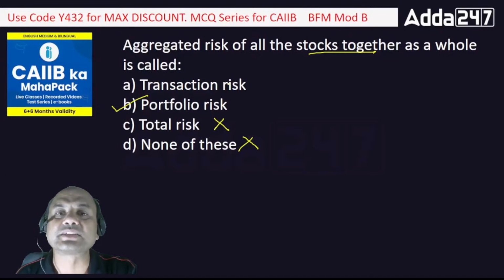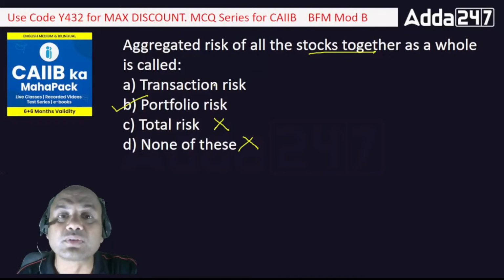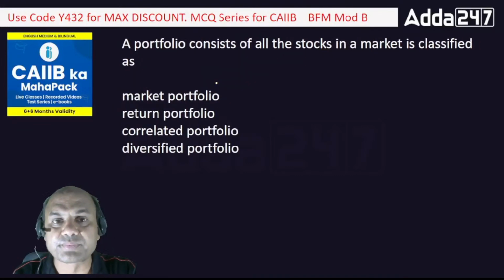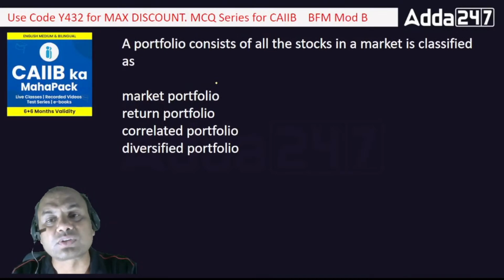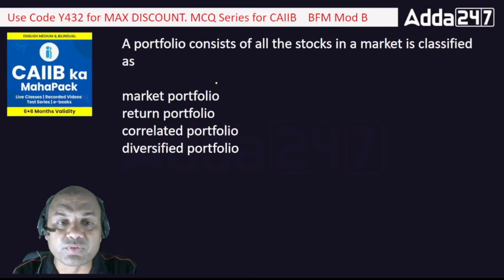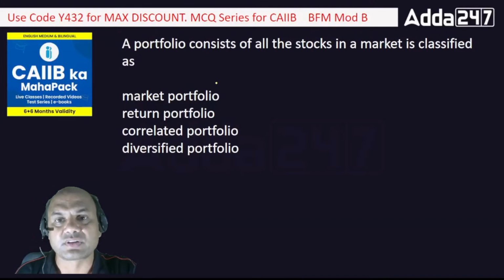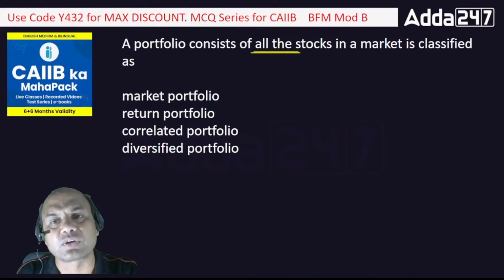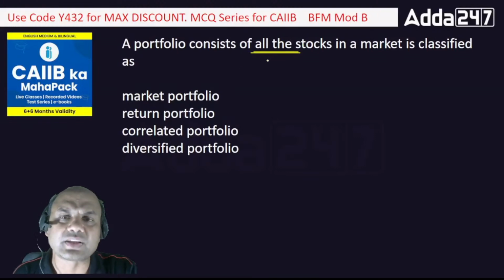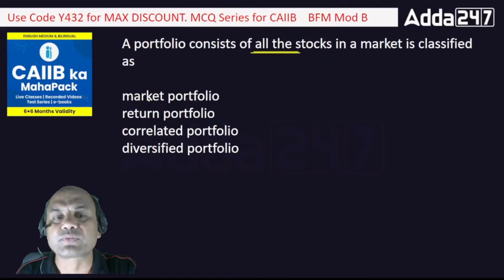Transaction risk means what? Transaction means when I do the transaction, it's an individual level transaction point. Okay, when I give the loan, that's a transaction. Okay, a portfolio consists of all stocks in the market as all stocks in the market is classified as what? Market portfolio, return portfolio, correlated portfolio, or diversified portfolio. All stocks. Now here, remember this word, all stocks. All stocks means everything, whatever is there in the stock market, everything is included over here. So that's but obvious, which stock, which portfolio? Market, return, correlated, or diversified?